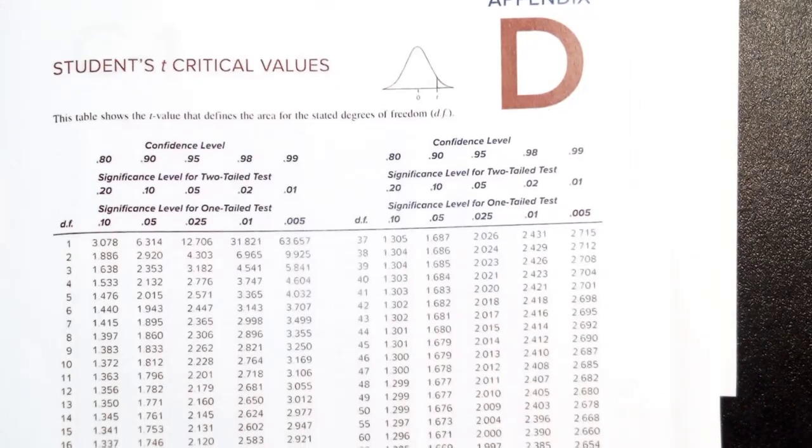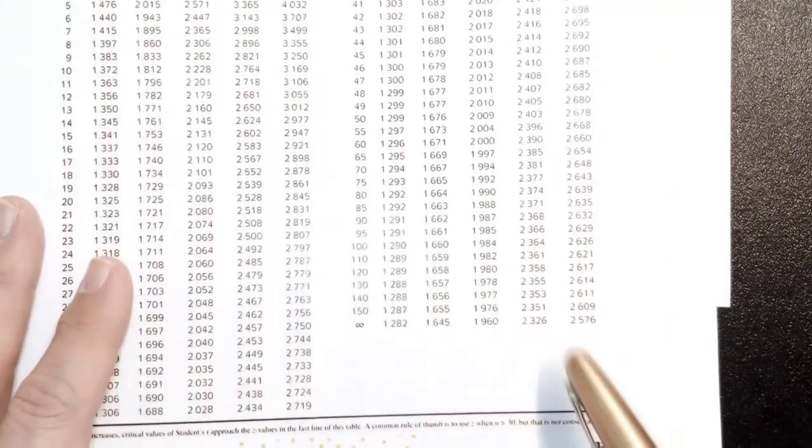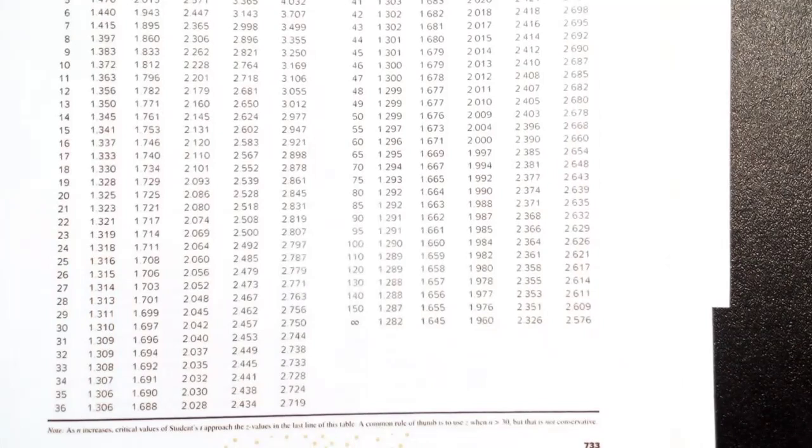But even when these numbers are fairly big for our degrees of freedom, these numbers aren't quite the same as this last row. Hey, wait a minute. That says infinity degrees of freedom. What the hell? These numbers, 1.645, 1.96, 2.326. Where have I seen those numbers before?